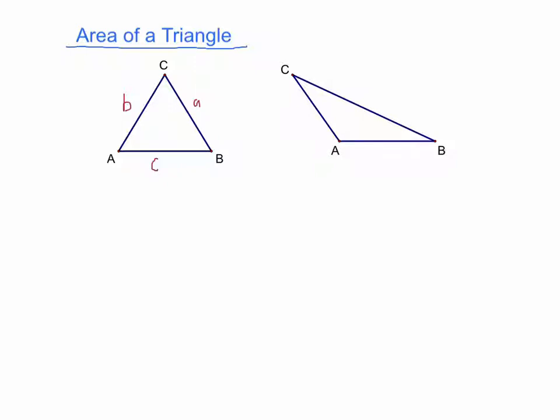I can do the exact same thing with my obtuse triangle and label each of the sides with their respective lowercase letter. Alright, so now we're ready to go about deriving the area formula for our triangle.